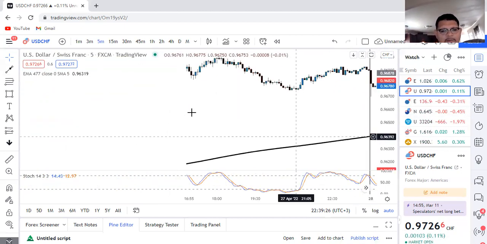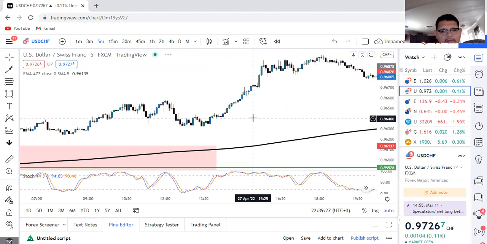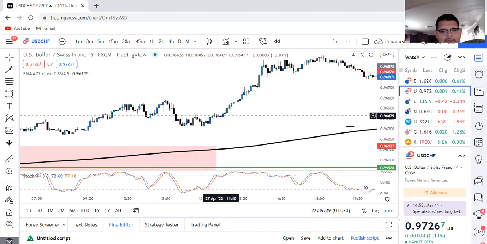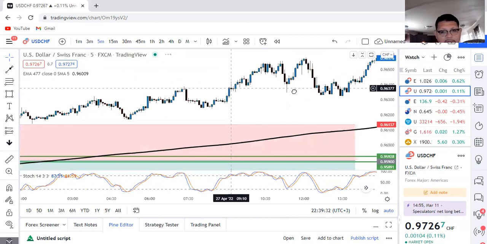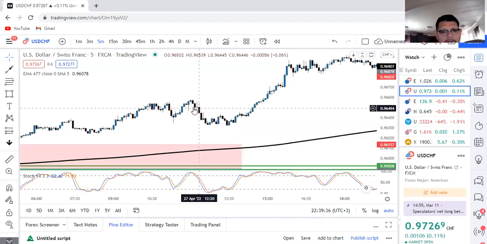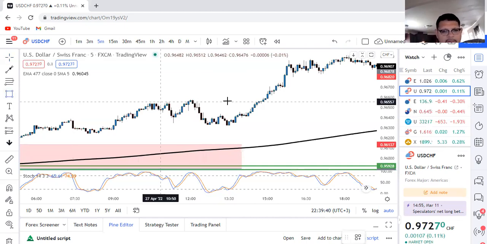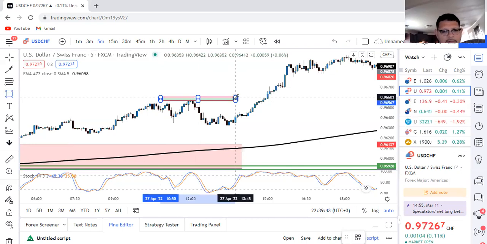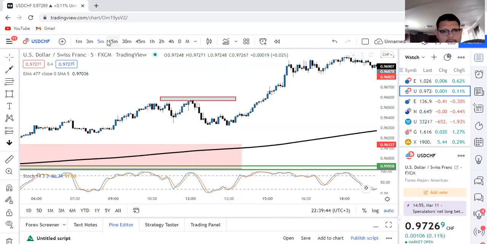Seems like for me, guys, trading on TradingView without a mouse is kind of hard. Okay, so another one here. Let's see if this is.